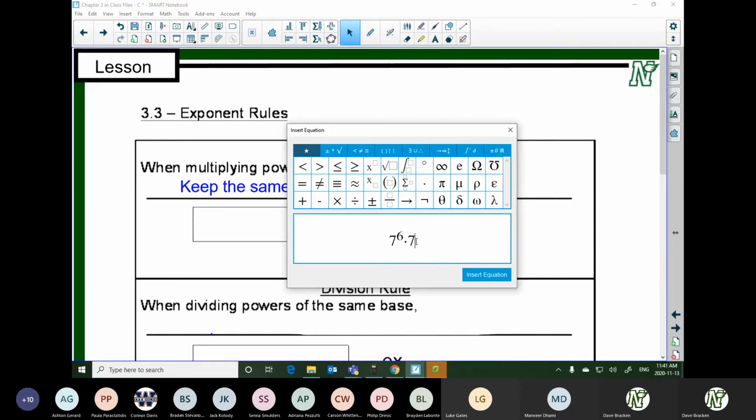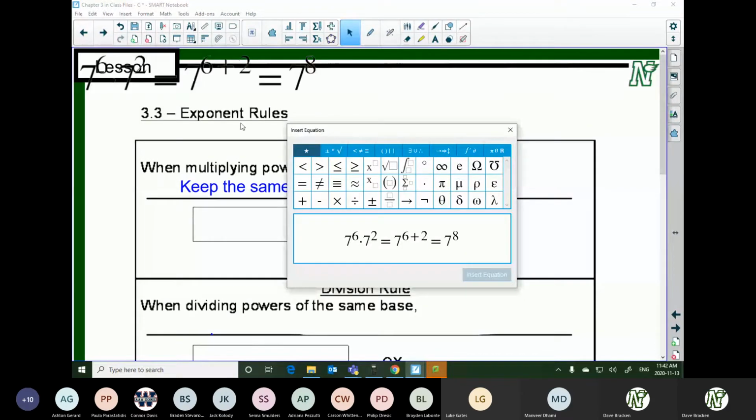We have to have the same base, but let's raise it to the power of, let's go 2. And what we're saying is that this is actually equal to 7 to the power of, and we add them, 6 plus 2, which is actually equal to 7 to the power of 8. Does that make sense to you guys?